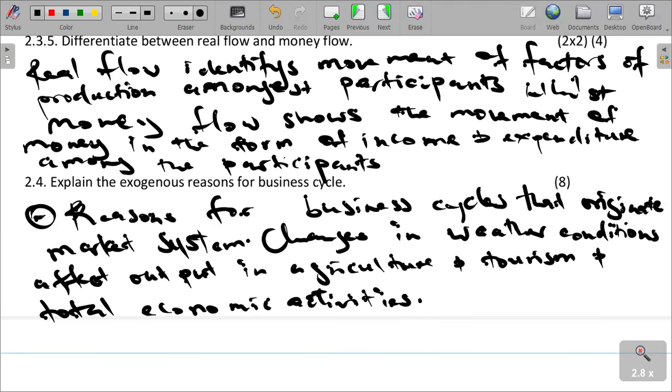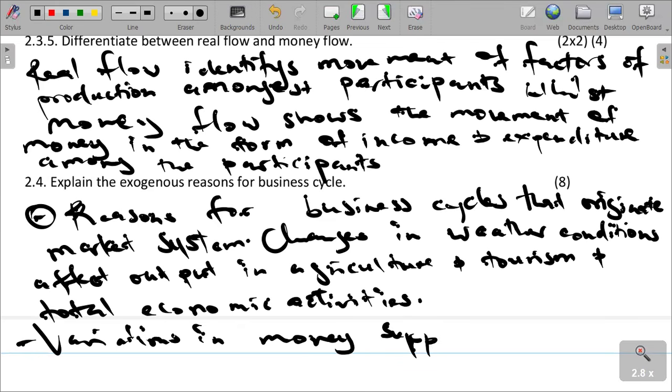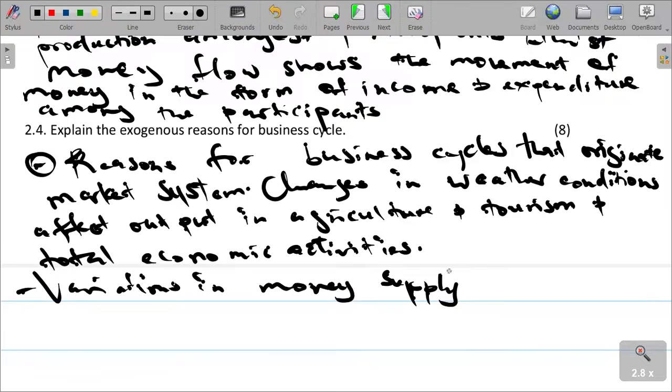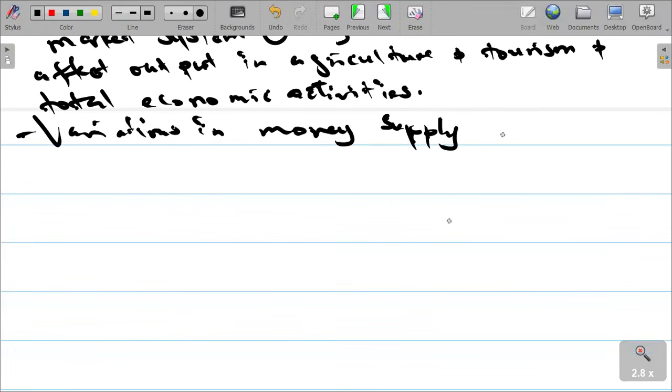Variations in the money supply also cause business cycles. We are saying that changes and variations in money supply do affect and cause business cycles as well.